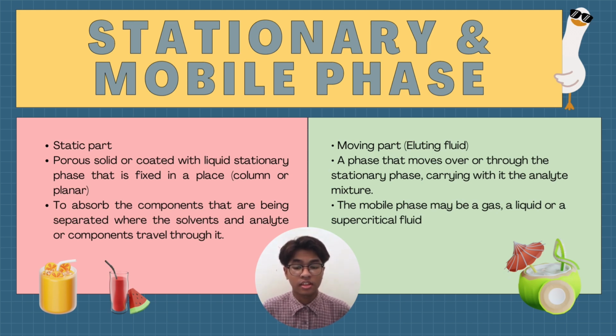In contrast, the mobile phase is the moving part of the chromatography system, also known as the eluting fluid. It traverses over or through the stationary phase, carrying with it the mixture of analytes. The mobile phase can be a gas, liquid, or supercritical fluid, depending on the type of chromatography being performed. The key to chromatography lies in the interaction between the stationary phase and mobile phase. Components in the mixture interact differently with the stationary phase, resulting in varying rates of movement through it. This differential interaction causes the separation of the components.